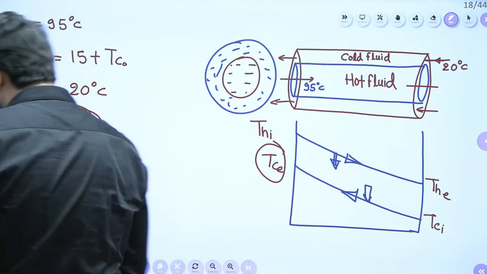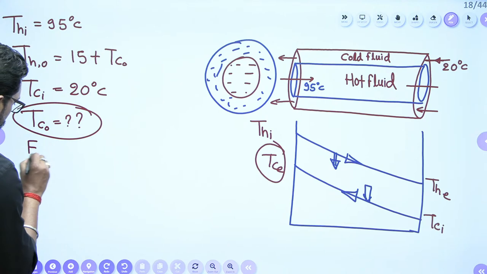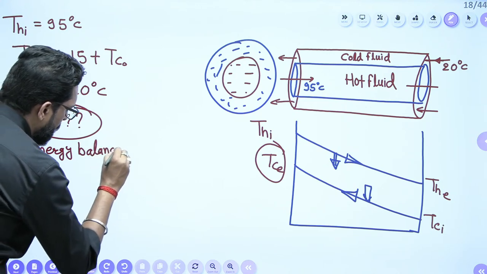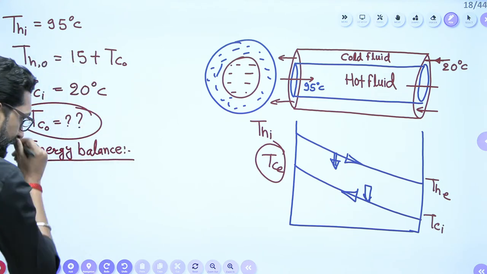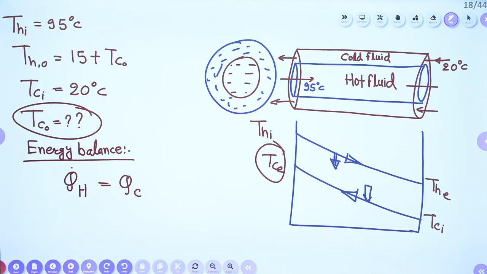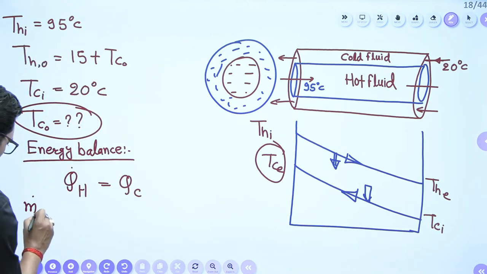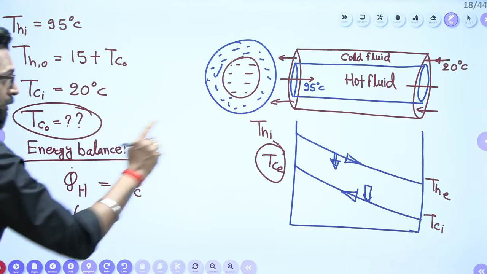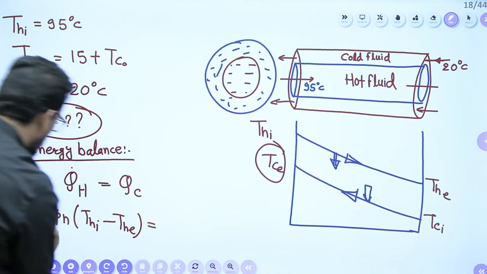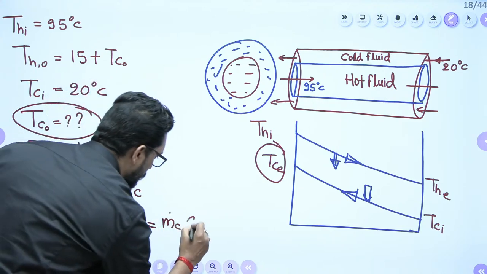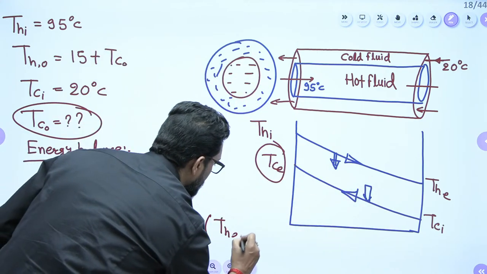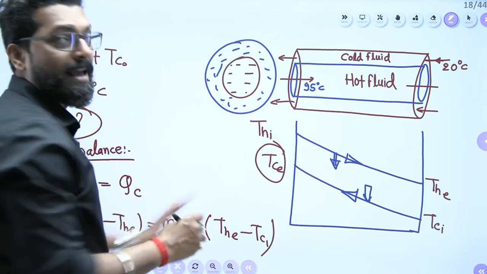So how can we find it? Energy balance. What is the energy balance? Heat released by the hot fluid is equal to heat gained by the cold fluid. Heat released by the hot fluid: mass flow rate of the hot fluid, Cp of the hot fluid, temperature difference always higher minus lower, that means THI minus THE, is equal to mass flow rate of the cold fluid, Cp of the cold fluid, and temperature difference of the cold fluid, that means higher minus lower, THE minus TCI. And all the parameters are given.